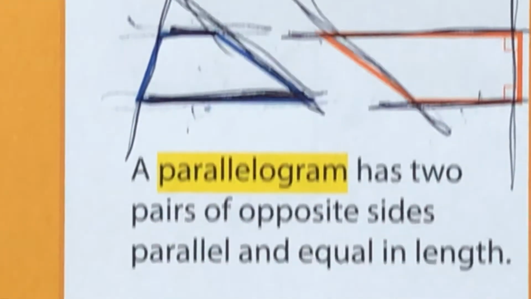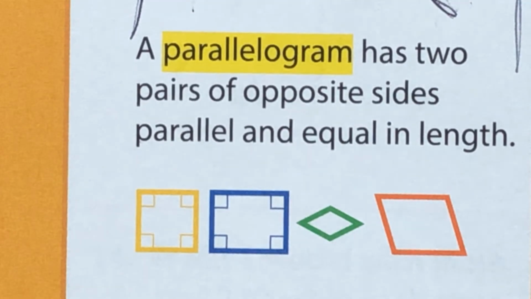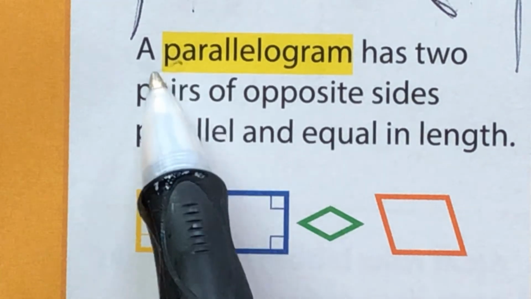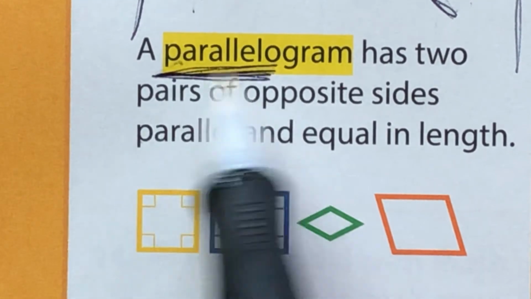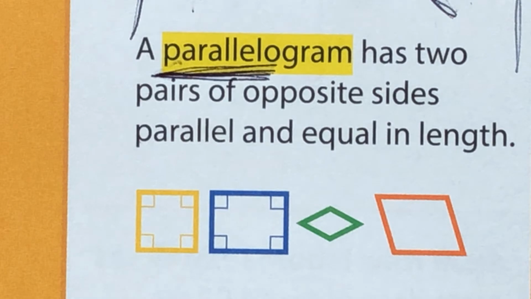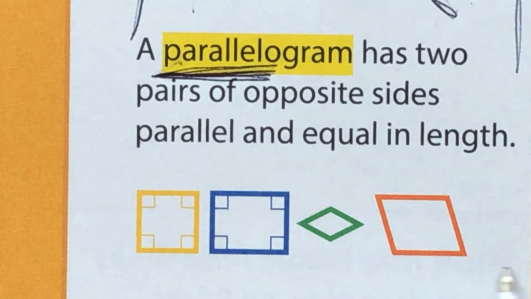The next quadrilateral we're going to talk about is a parallelogram. And just like it says in the word, you see the word parallel in parallelogram. That means that it has two pairs of opposite sides parallel and equal in length. Basically, to be a parallelogram, both pairs of sides are parallel and equal in length. That kind of makes sense because in order for both sides to be parallel, they kind of have to be equal in length. So these are all examples of parallelograms.